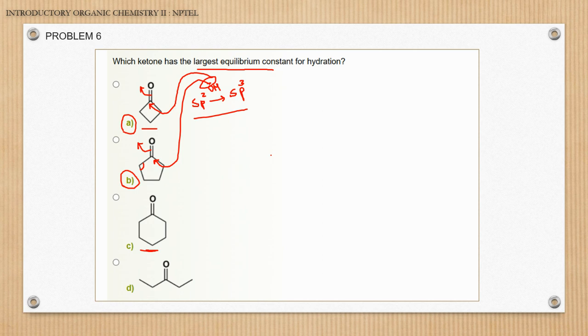C. C or A? See, I am saying that if you have a choice, you are getting a chance to release the ring strain, then which particular molecule will grab that chance very readily? Is it the cyclobutanol, pentanol, or hexanol?